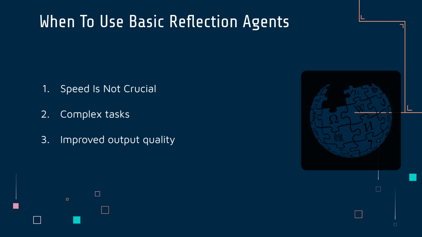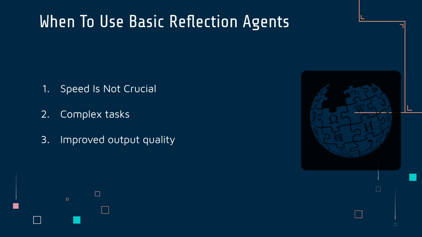So when should you use a basic reflection agent? The first thing I can tell is that it's really slow, right? It's 6 times slower than the normal GPT, because the normal GPT just responds fast like this. Now you have to wait for five other interactions to perform in order to reflect on it and make the final output better. So if you're building an application where speed is really crucial, I wouldn't suggest going with the basic reflection agent or any other reflection agent.